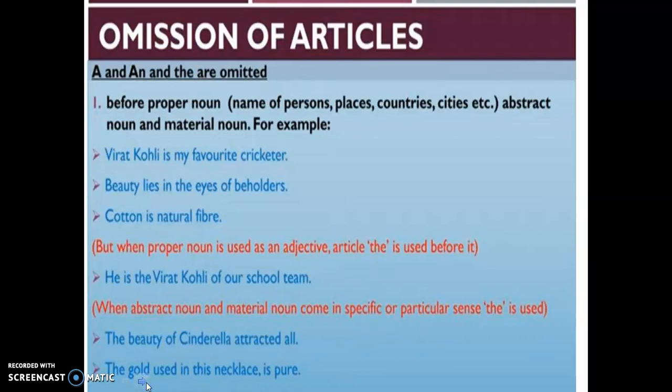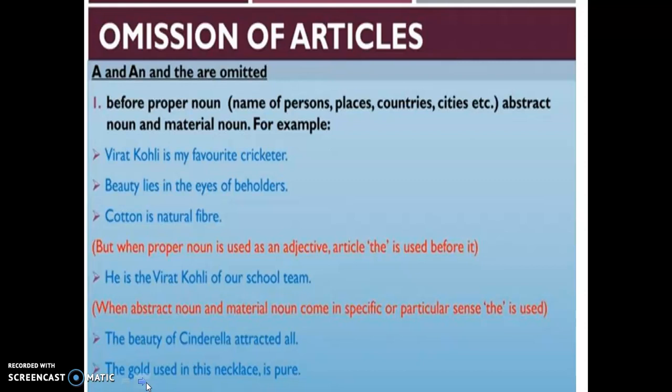Our next slide is about omission of articles. Be very attentive and learn all these rules by heart. A, an, and the are omitted. First rule: before proper nouns, names of persons, places, countries, cities, abstract nouns and material nouns.